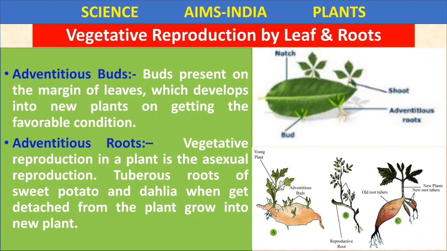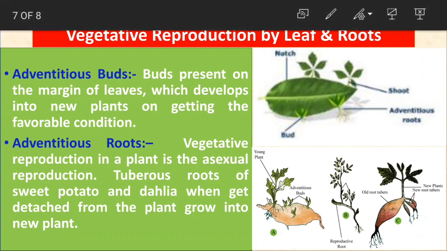Now we'll see vegetative reproduction by leaf and roots. Until now we learned about how the stem and the nodes reproduce. Now here it is through leaf and roots. How did we learn that? We have adventitious buds. Adventitious buds are those present on the margin of leaves, as I explained in the picture, which develop into a new plant. And what are adventitious roots, children?